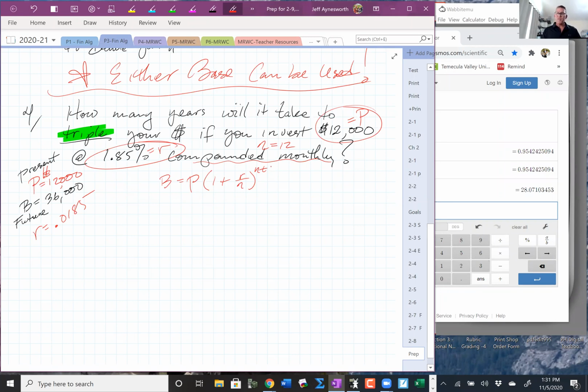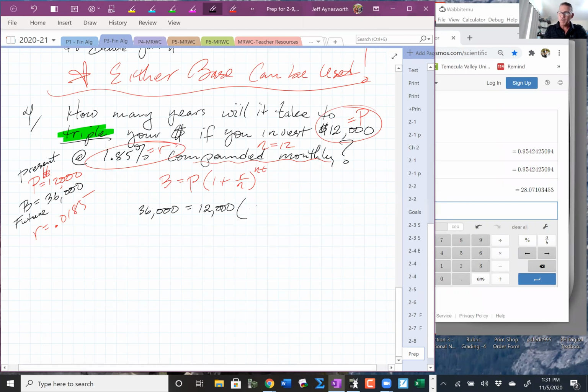And it helps you organize your thoughts too, because you've got to start with the right financial formula. Okay, so we want 36,000 in the future. We're starting off with 12,000. The question is how many years will it take to triple our money from 12 to 36,000?